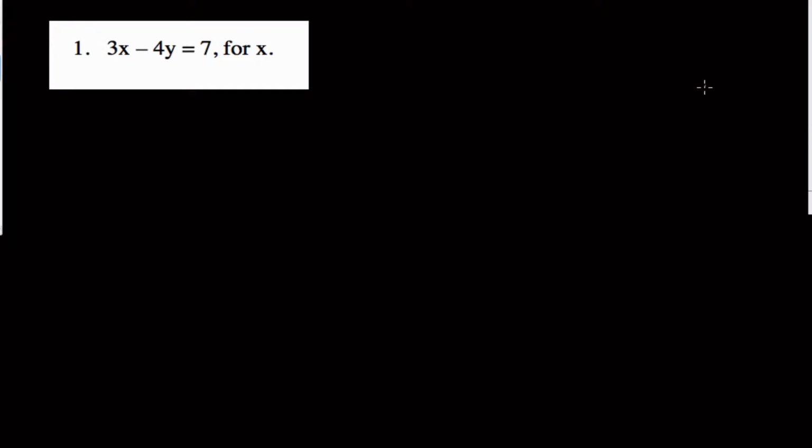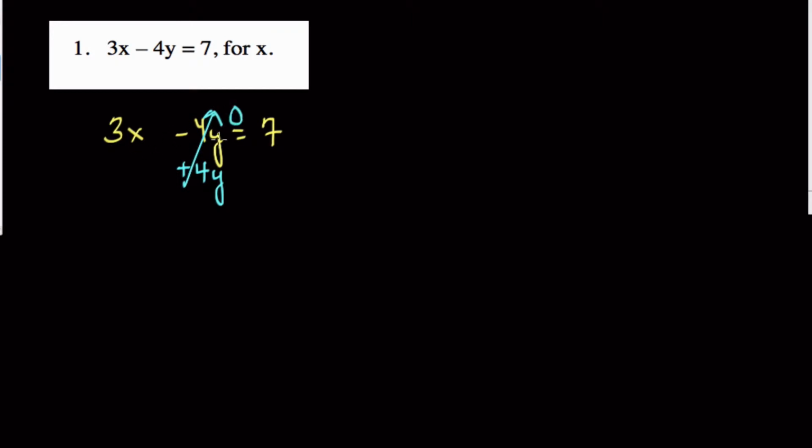Okay, so here's number 1. 3x minus 4y equals 7, and you're asked to solve for x. So what I would do, if I were you, is move over every term that doesn't have an x in it as a first step. So this 4y, I would get rid of that. I would try to move that to the other side. How do I do that? How do I handle subtracting 4y? I would add 4y. Negative 4y plus 4y would be 0.